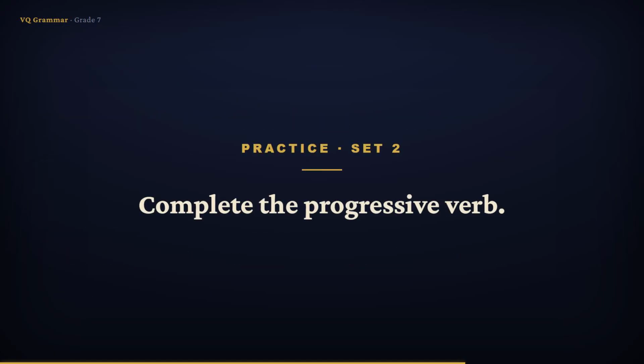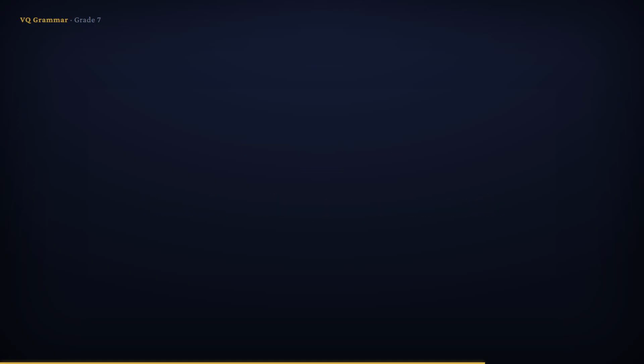Now let's build the progressive forms ourselves. For each sentence, pick the words that correctly complete the progressive verb. Remember, you need a form of be plus the ing verb, and the be verb sets present or past. Pause and try each before I answer.